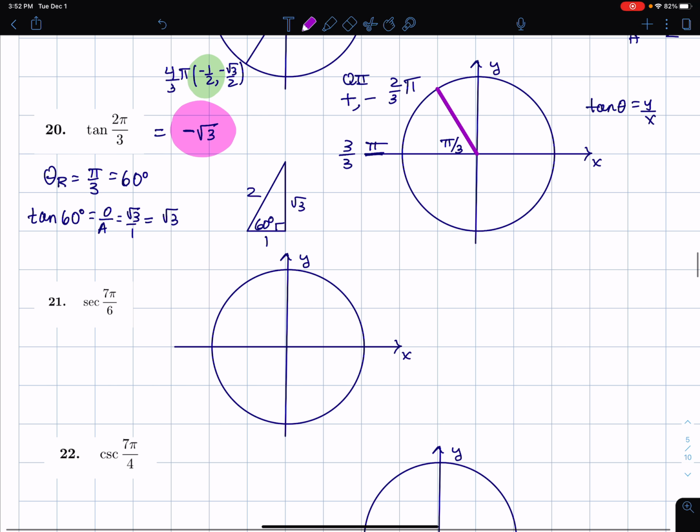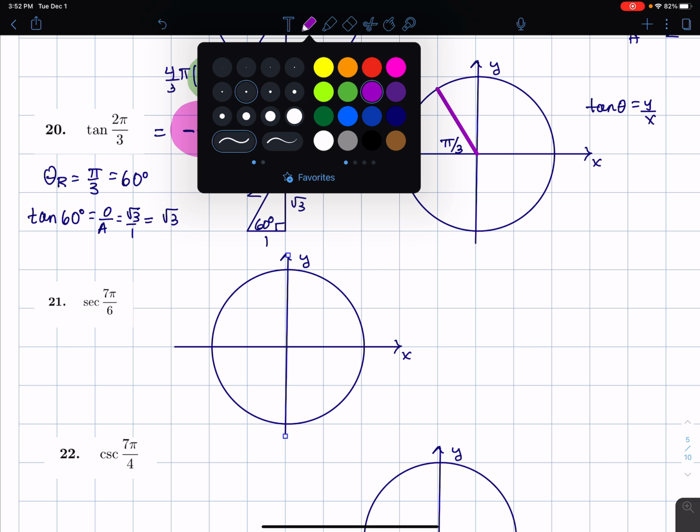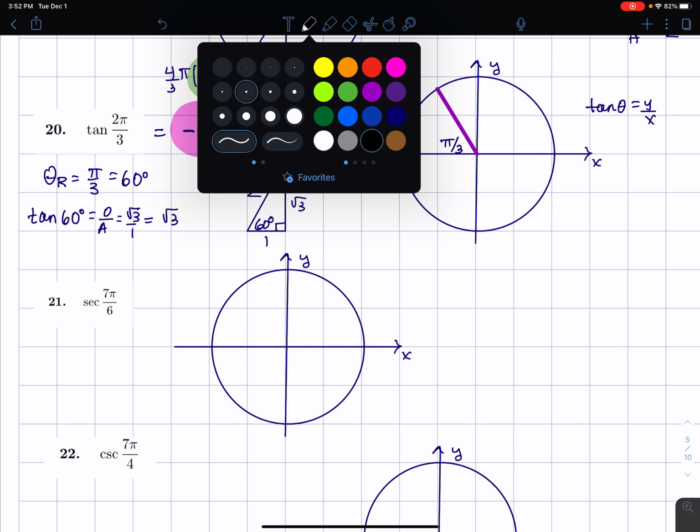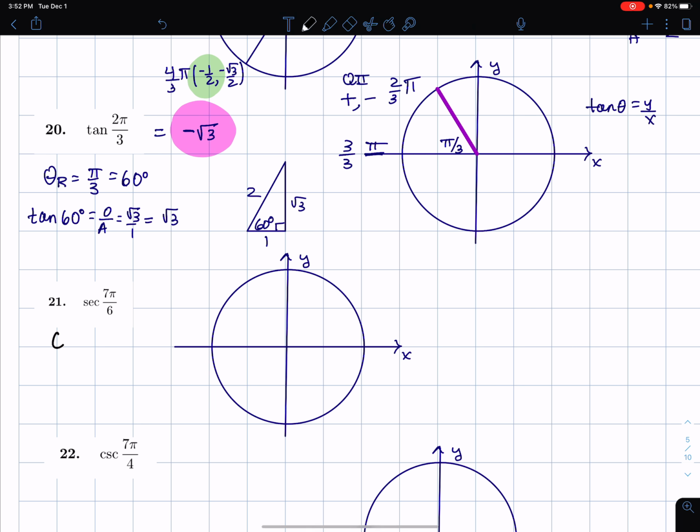Okay, we're sort of cranking through this, got a lot of stuff going on here. Again, we'll just pick out the reference angle. The reference angle is pi over 6, because we have 6 in the denominator, and that's 30 degrees. I could go to the top page, but maybe let's just do it again. Here's 30 degrees, and the shorter side is 1, the hypotenuse is 2, and the longer side is rad 3.